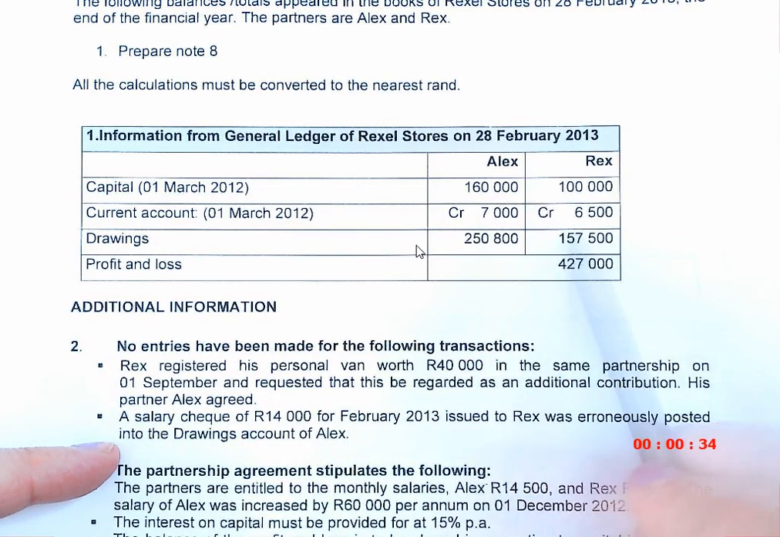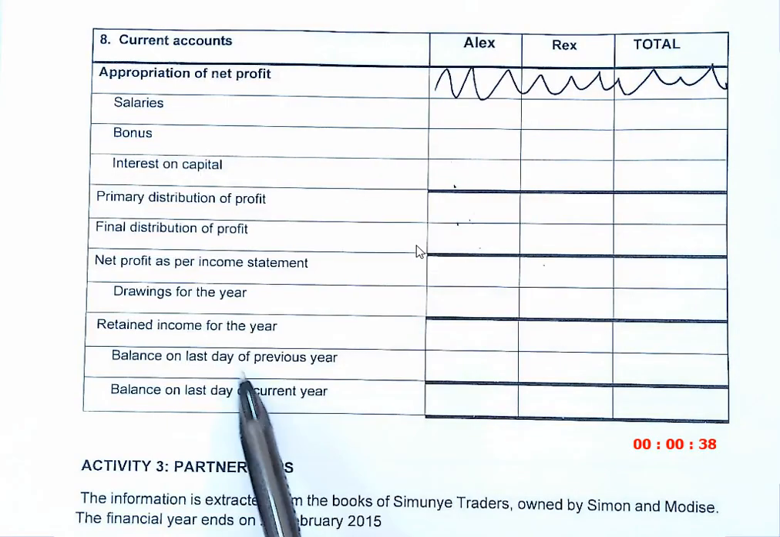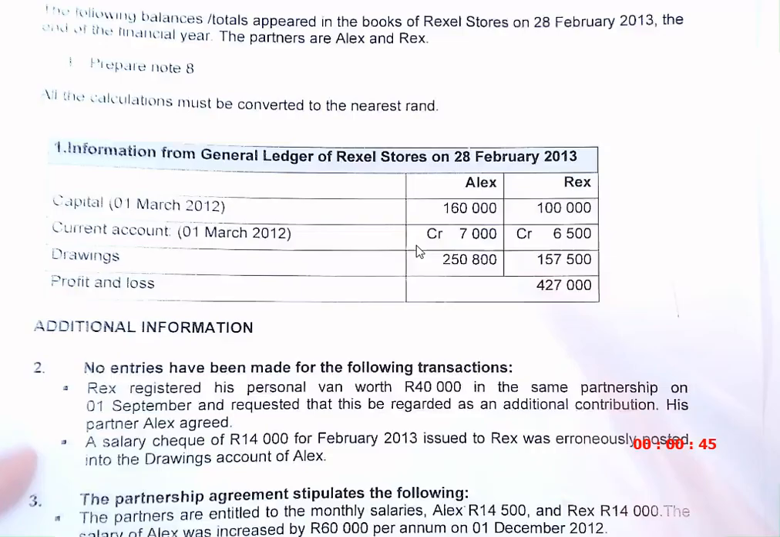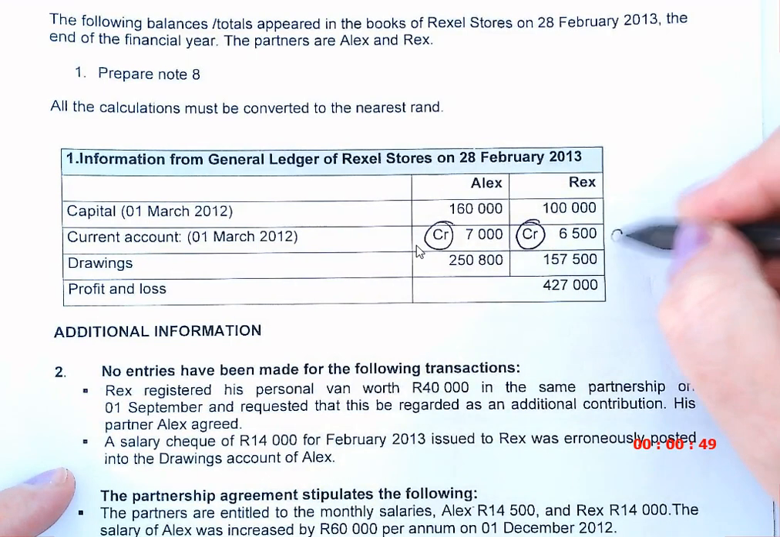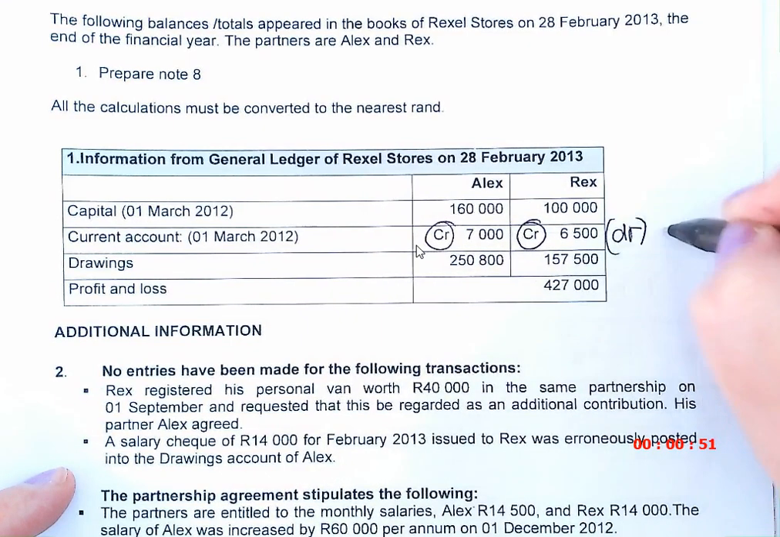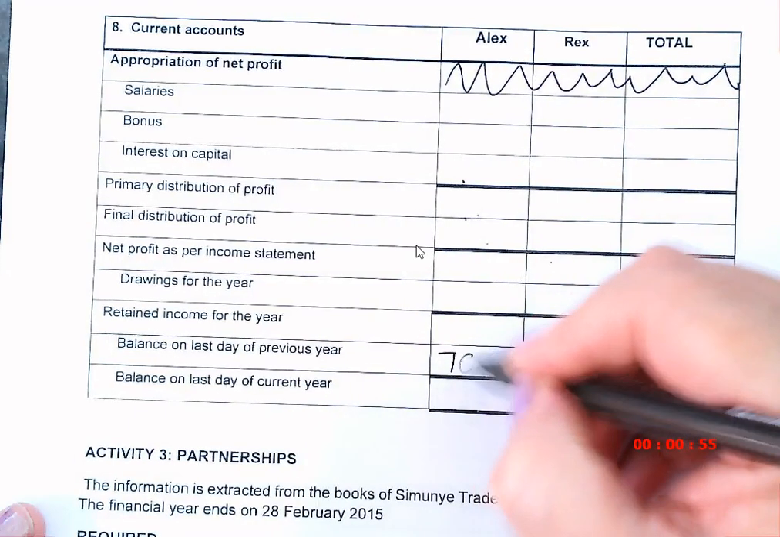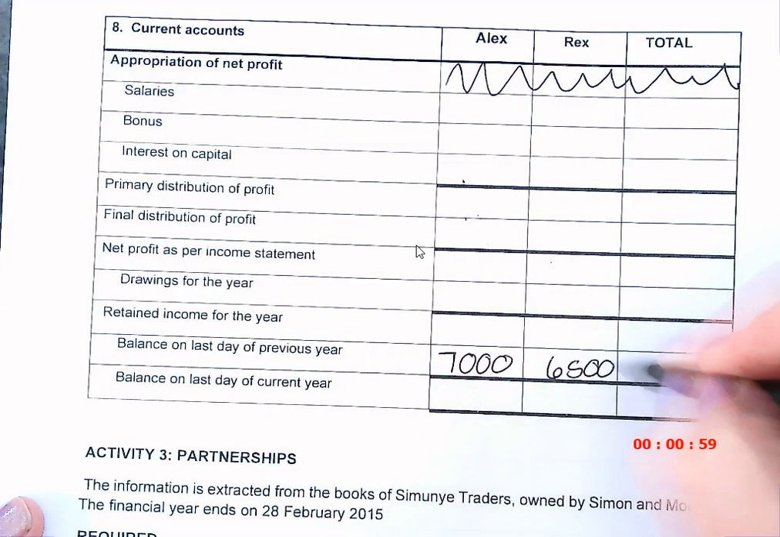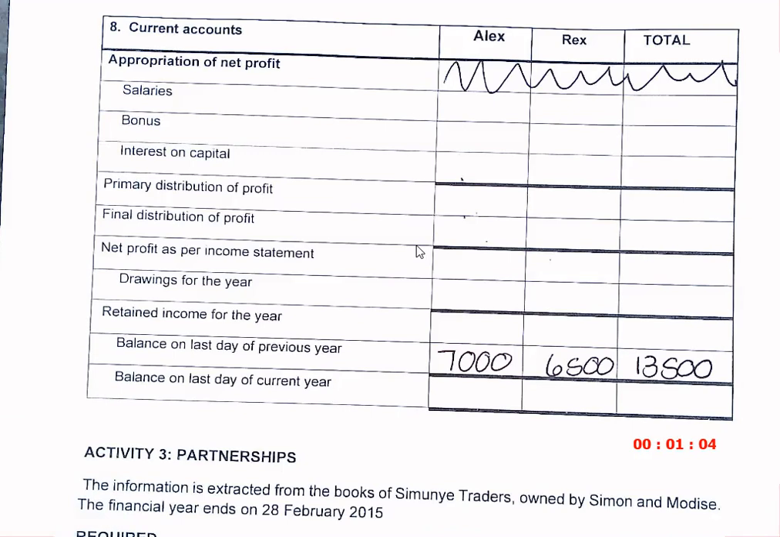That was my opening balance, right? Because it's the start of the year. Or like they say, the last day of the previous year, which would mean the opening balance. And I see here both of them are credit. And I told you yesterday, debit is brackets, credit no brackets. So I'm just going to transfer that there, 7,000 and 6,005, giving me 13,500. So already I got ticks there.